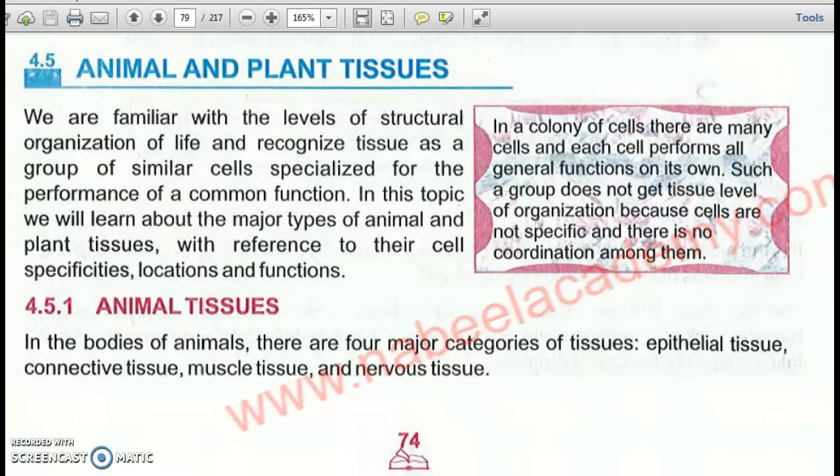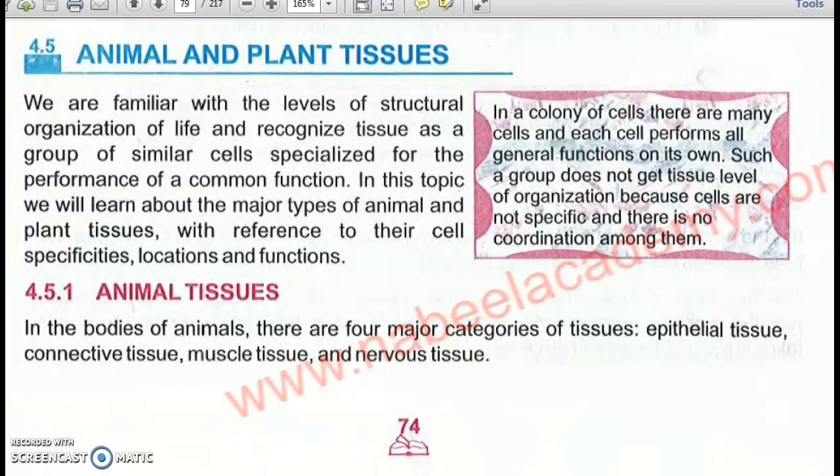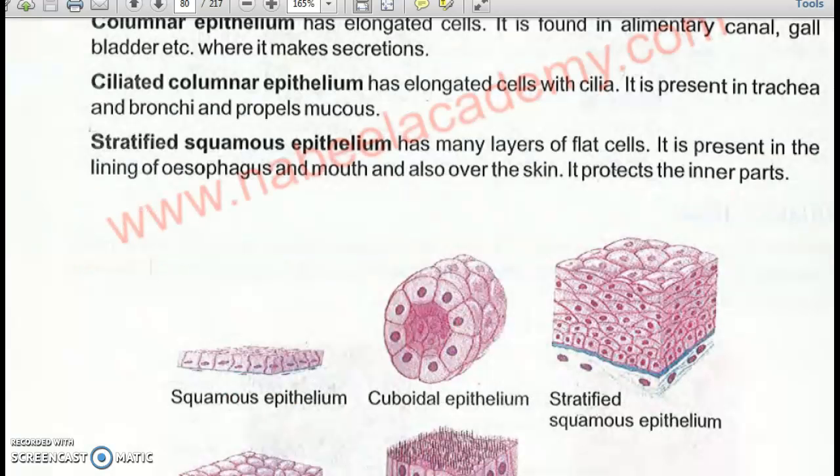Keep in mind, tissue is a group of similar cells which are going to perform one specific function inside the body of a living being. Animal tissues have been categorized into four types: epithelial tissue, connective tissue, muscle tissue and nervous tissue. Now we are going to see the details of these four types, starting with the epithelial.